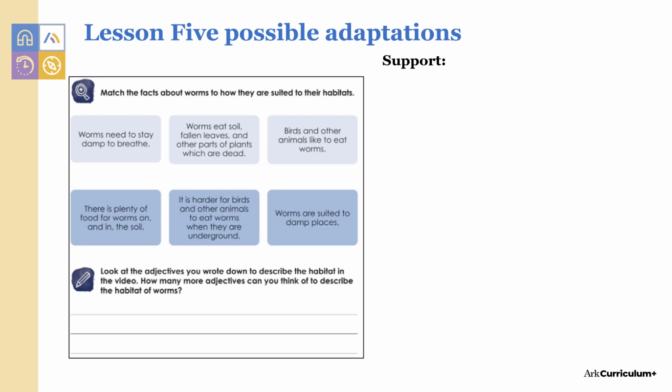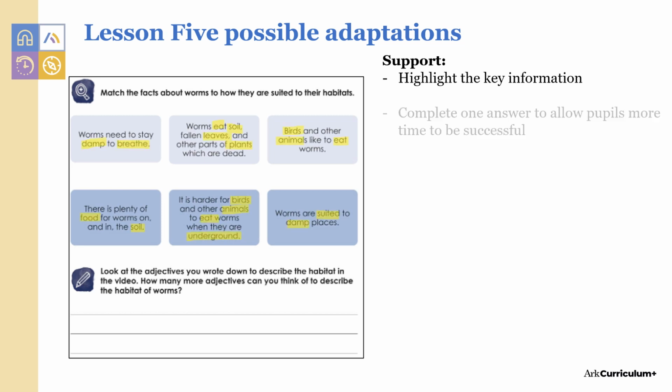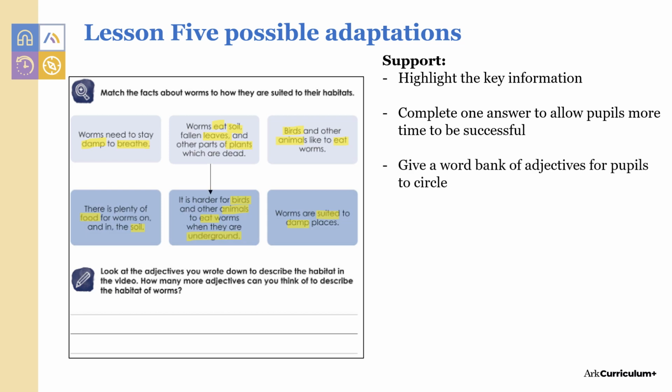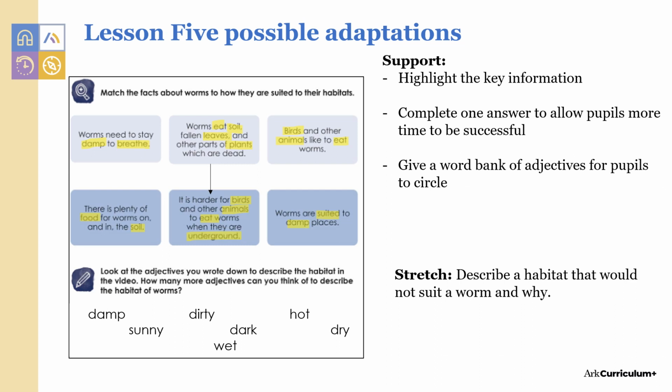In Lesson 5, pupils need to match the facts about worms to how they are suited to their habitats, and then go on to list adjectives to describe the habitats of worms. Support pupils by highlighting the key information, by completing one answer to allow pupils more time to be successful, and by giving a word bank of adjectives for pupils to circle. Stretch pupils by asking them to describe a habitat that would not suit a worm and why.